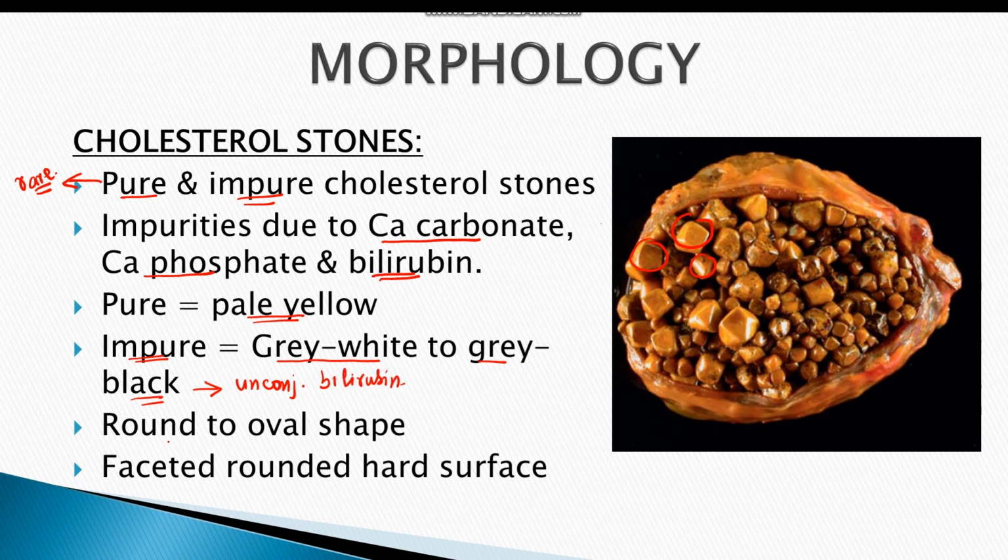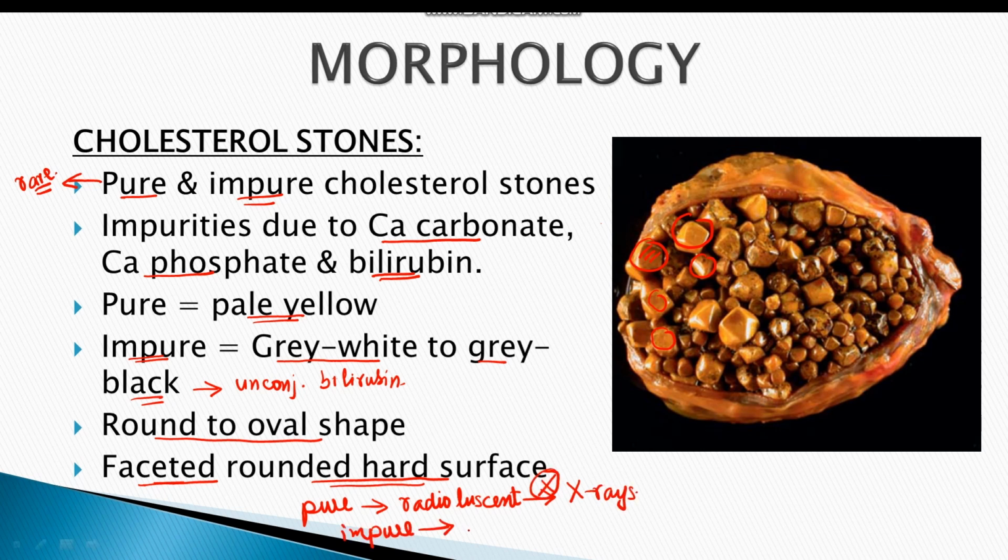The cholesterol stones are almost round to oval in shape and they have faceted or rounded hard surface. As you can see here, these stones have faceted surface, which is due to the formation of multiple stones in the gallbladder. Pure cholesterol stones are radiolucent, which means the radio waves can pass through these stones, hence they are not visible on X-rays. The impure cholesterol stones are radiopaque, which means they are visible on X-ray. This visibility is due to more than 20% calcium carbonate in the composition.